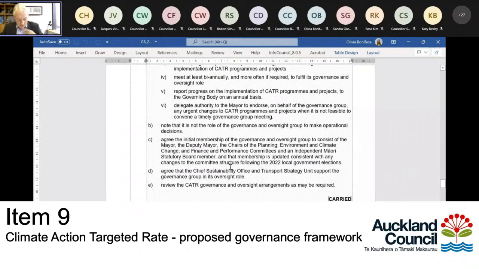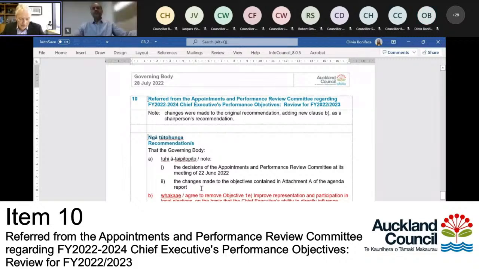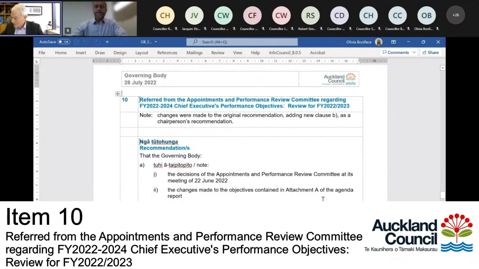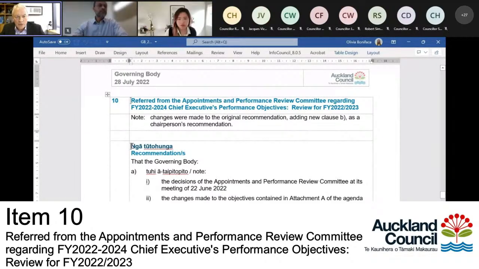Okay, we come now to item number 10, which is a paper referred from the Appointment and Performance Review Committee, which is the updating of the Chief Executive's performance objectives. Councillors will recall that we set those objectives way back in June 2021, and this is an update with some small changes taking into account the annual budget.